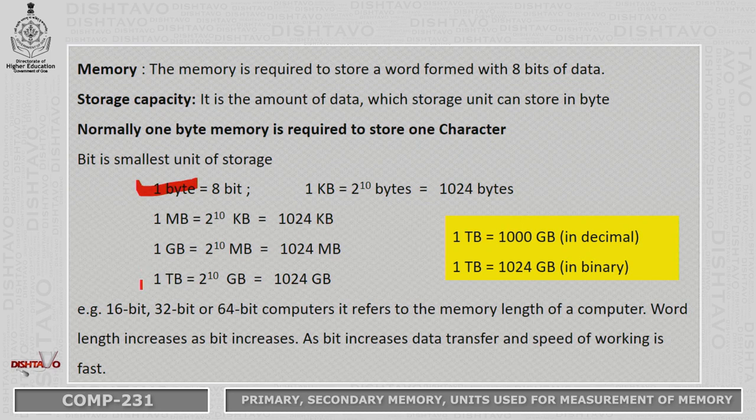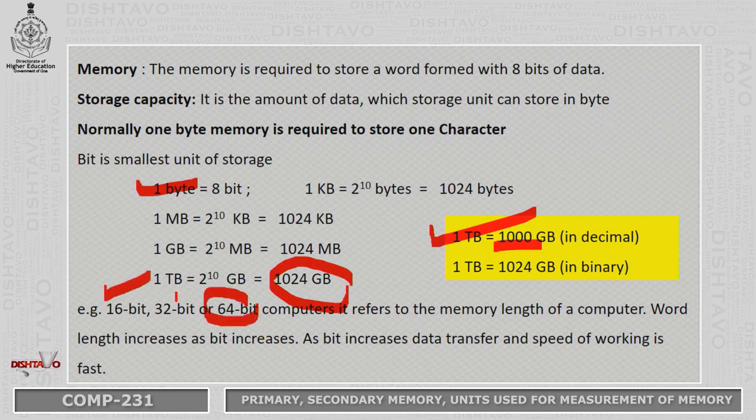Likewise, 1 TB is equal to how many GB? So 1 TB is equal to 1024 GB in binary, but in decimal it is directly 1000. So remember this difference. For example, 16-bit or 32-bit or 64-bit computers refers to the memory length of that computer. A 64-bit computer is faster than a 16-bit computer because its length of memory is more.